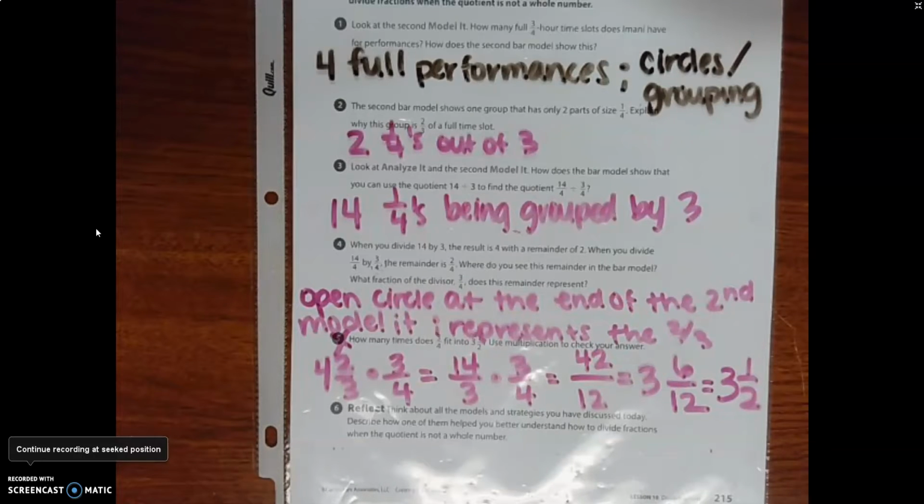Number 6, you're going to do on your own. You're going to think about all the models and strategies you have discussed today. You're going to describe how one of them helped you better understand how to divide fractions when the quotient is not a whole number. All right?